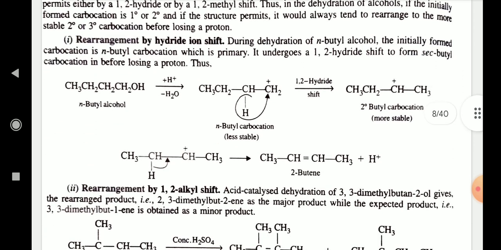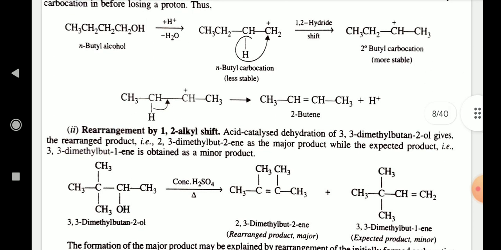Rearrangement by hydride ion shift. During dehydration of n-butyl alcohol, the initially formed carbocation is n-butyl carbocation, which is primary. It undergoes a 1,2-hydride shift to form secondary butyl carbocation before losing a proton.